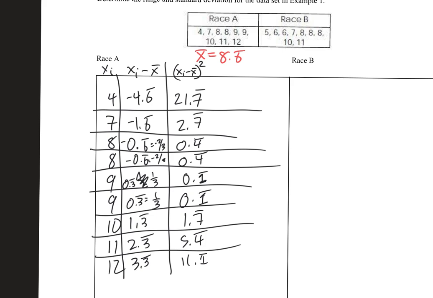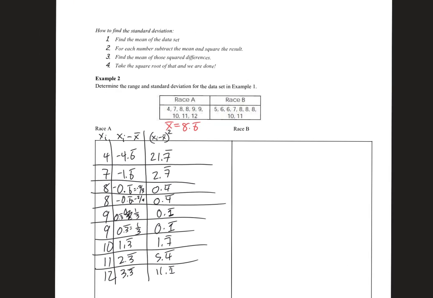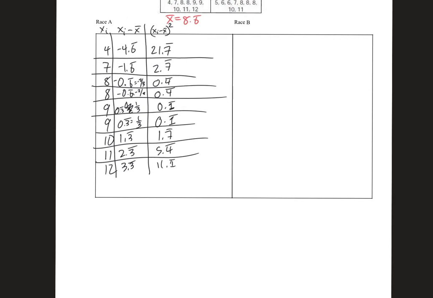Now, here's what we have to do. Let's go back up to the directions. Now what we have to do is find the mean of those squared differences. So we're going to take the mean of this, and then we're going to take a square root. That's how this works. So basically, we add all these up and divide by 9. So I go down here. Essentially, it'd be like 21.7 plus 2.7 plus ... plus 5.4 repeating and plus 11.1 repeating. So I'm just shortcutting writing all this. And there are still 9 terms. So I'm going to divide by 9.